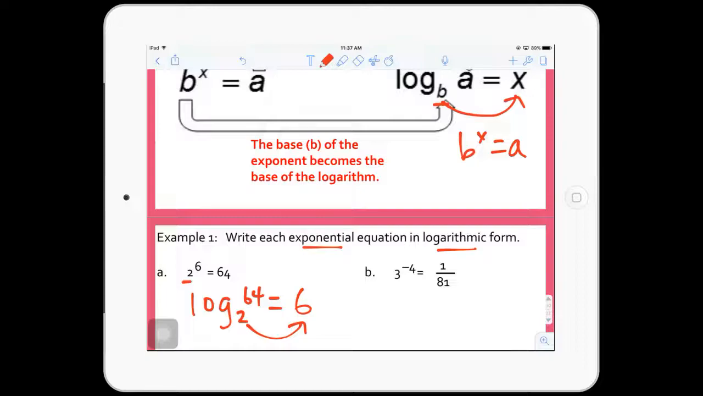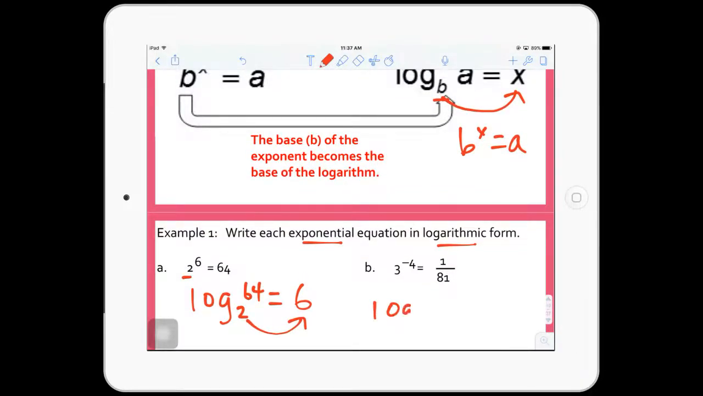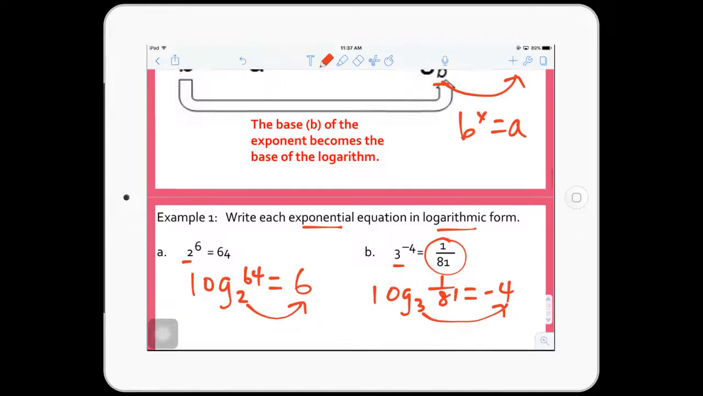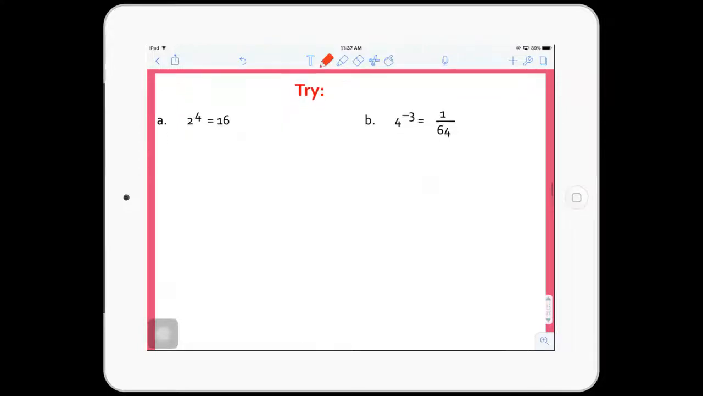Again, if you just follow the arrow, this would be log base 3, because we can see that the base is 3. The power goes on the right-hand side, so -4, and then the answer goes right here. If you follow the arrow, 3 to the -4 equals 1 over 81. That would be the way that you write this. Now let's pause the video so you can try these two problems. Make sure you try it before you look at the answer.